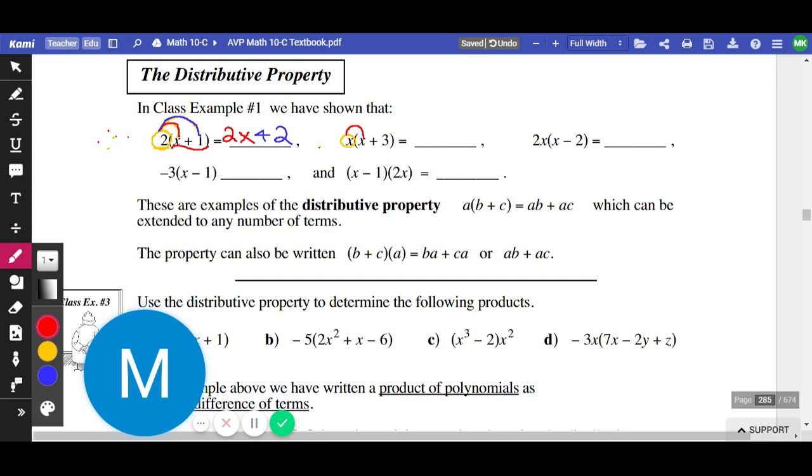x times x. When you're multiplying the bases, you add the exponents, like from last unit. So this is x to the 1 times x to the 1 becomes x to the 2. Add the exponents. Then the monomial distributes in to the second term, which is a 3. x times 3 would become positive 3x.